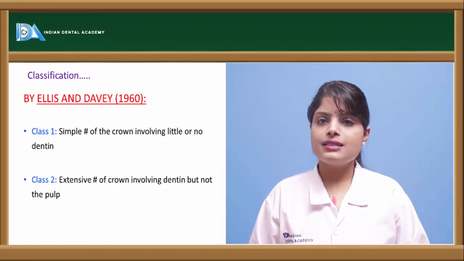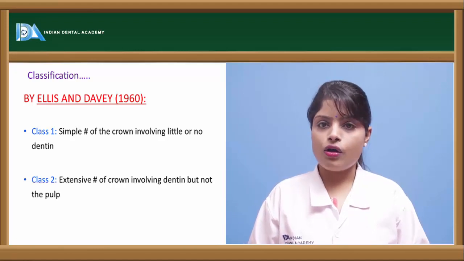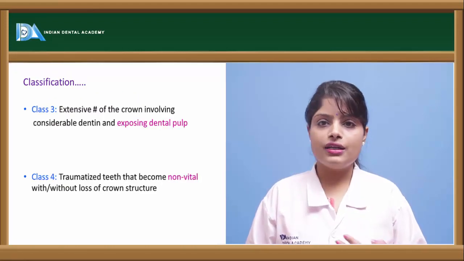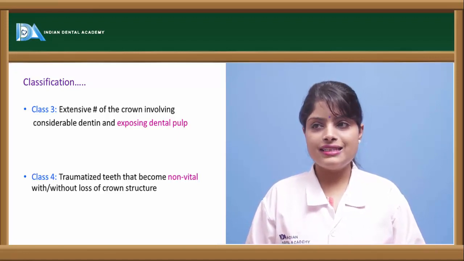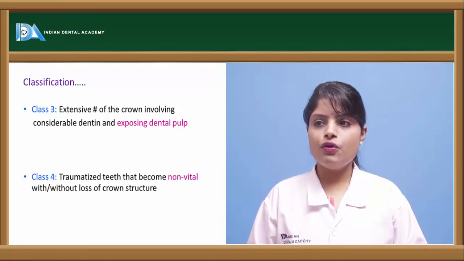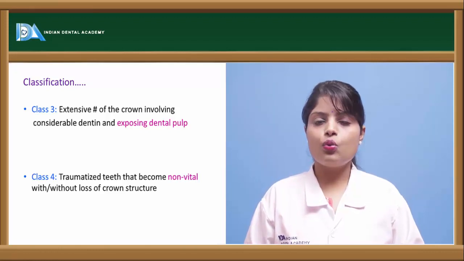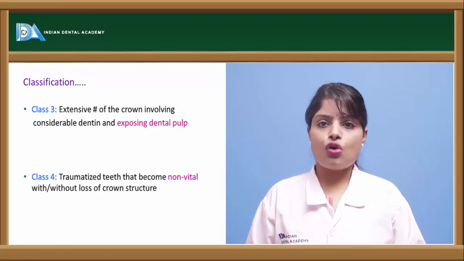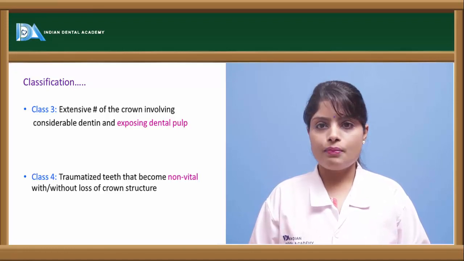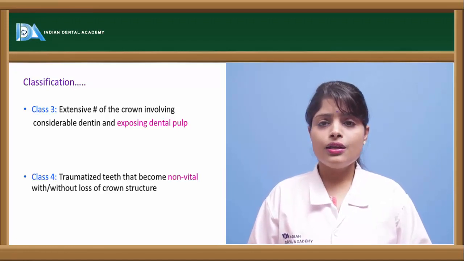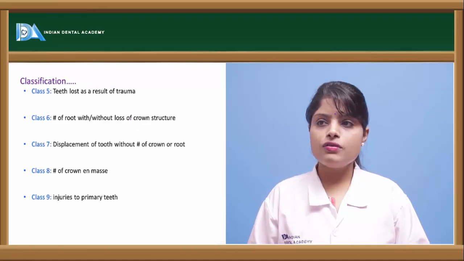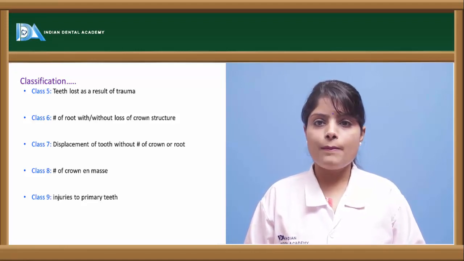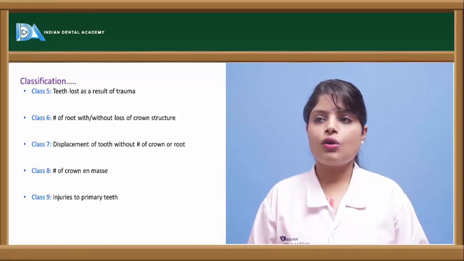Now, class 2 is the extensive fracture of the crown, which involves enamel as well as dentine. Class 3 involves the exposure of dental pulp involving enamel, dentine and dental pulp. Class 4 belongs to traumatized teeth which becomes non-vital or the pulp becomes degenerated due to trauma. That is the fracture involving enamel, dentine and pulp. The class 5 type of fracture involves the tooth which is lost as a result of trauma or fracture, or basically avulsion or extraarticulation of the tooth.